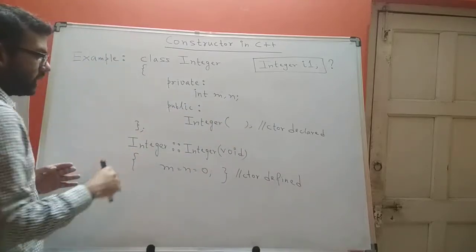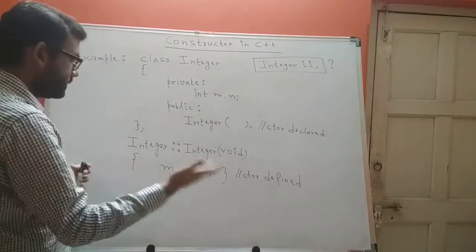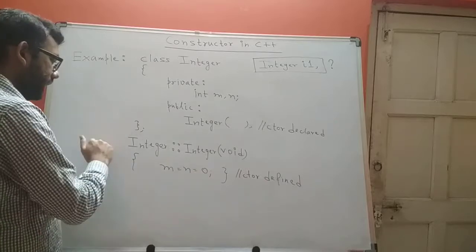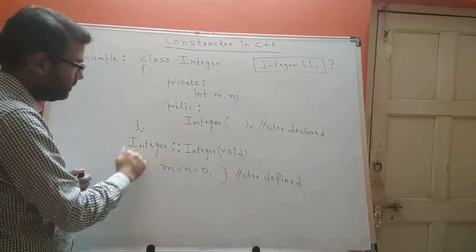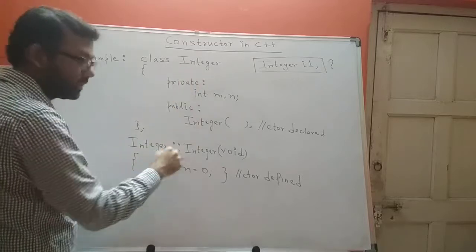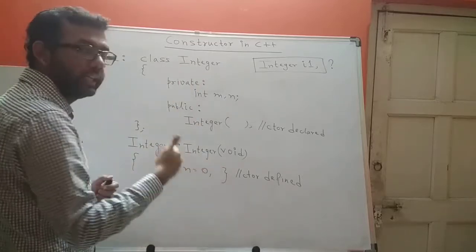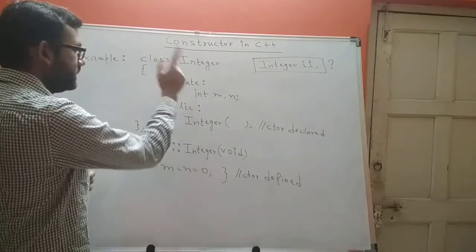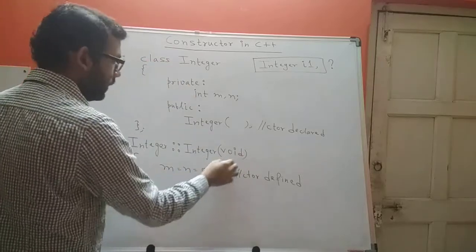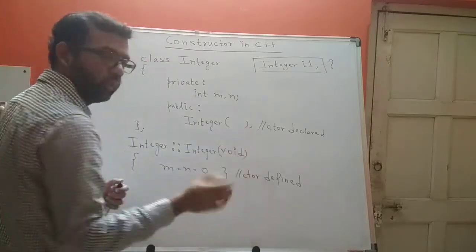Now, outside the class, I am defining my constructor. So what is the format? The format is return type. Since the constructor has no return type, I have nothing to write. Then comes the class name, which I've written, Integer, then the scope resolution operator, and then the name of the function, which in this case is the constructor, which happens to be the same as the class name. And here again I've written void. So leaving it empty or writing void means the same thing.